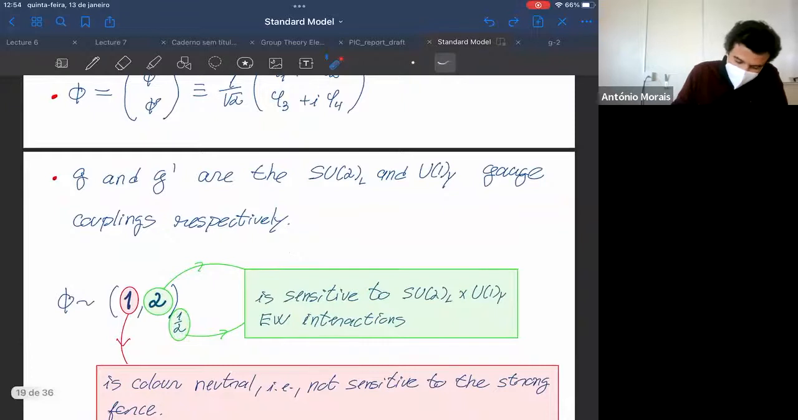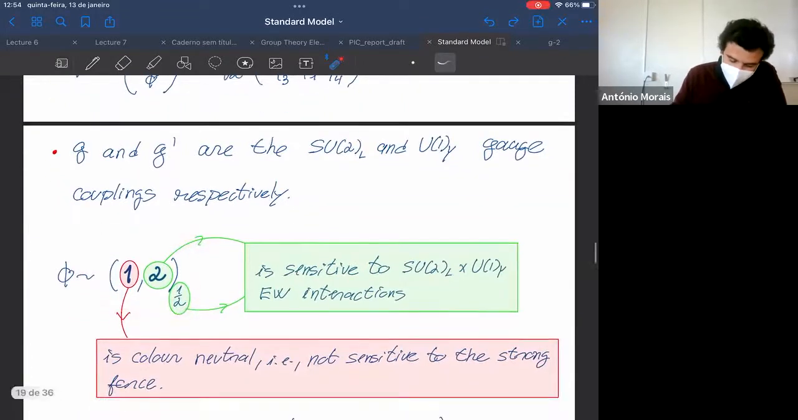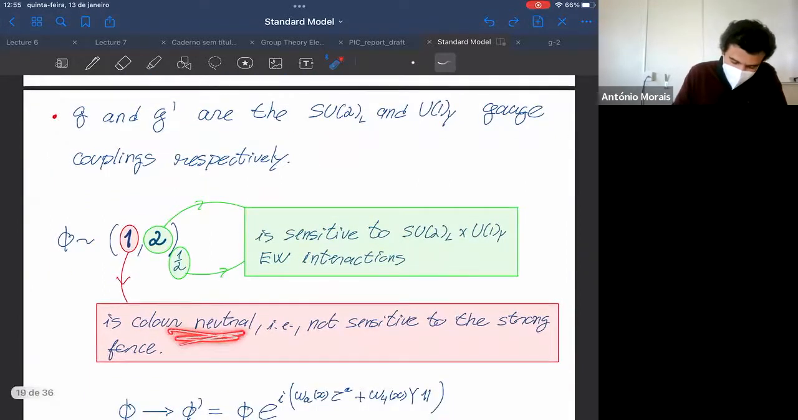Right. In fact, you can write this phi as a (1, 2, 1/2). So the phi is sensitive to the SU2L cross U1Y electroweak interactions, but it's color neutral. So it's not sensitive to the strong interaction. So when it gets VEVs, whatever mess you want to do there, it will never affect the strong sector. That's why in the electroweak vacuum you have preserved color charge. You don't separate the colors. There are no free colors in nature. In that example that I mentioned, like SU4, of course, you need to have a certain Higgs that breaks into SU3 cross U1, that does not preserve the SU4 color, but preserves an SU3 color inside that.